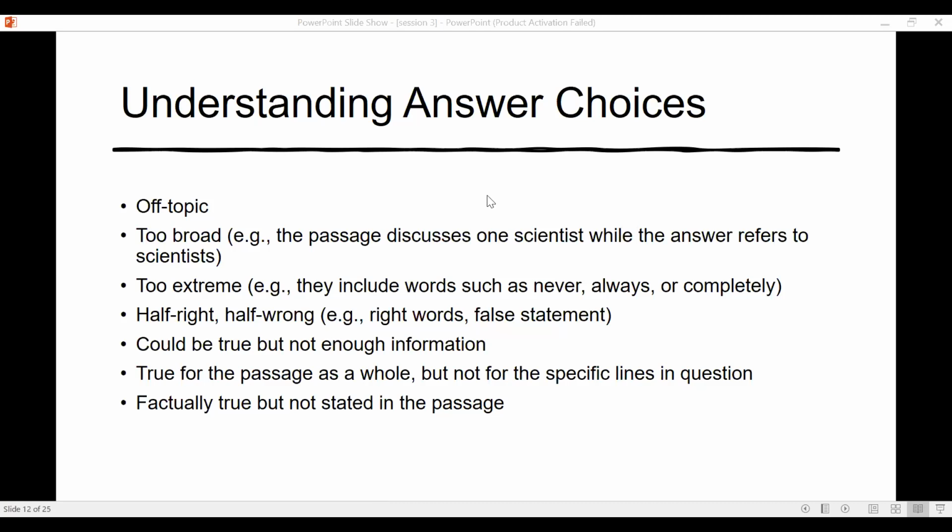Too extreme means it's biased. It's biased means it has a certain preference. It reflects personal opinions. Because nothing is absolute. Never, always, completely, absolutely. Something that gives no chance for any other opinions.